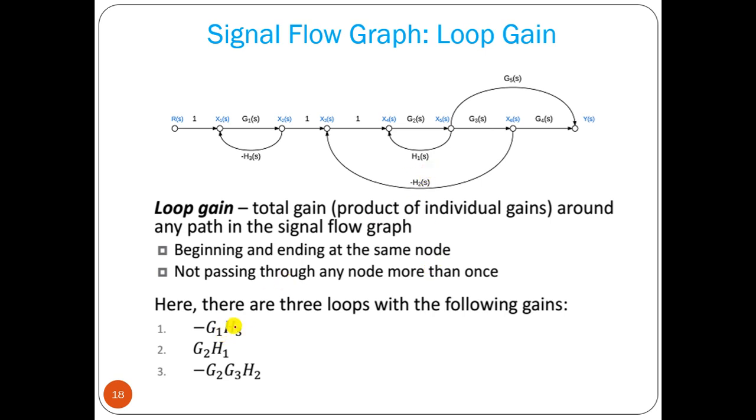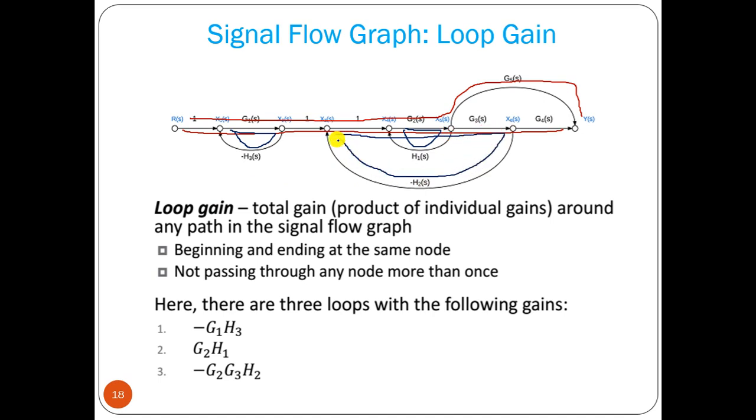Now say for this example, these arrows are given. So this one is one forward path, and we have another forward path, this one. We have two forward paths. How many loops are there? In this particular example, this is one loop, this is another loop, and this is another loop. So we have three loops.